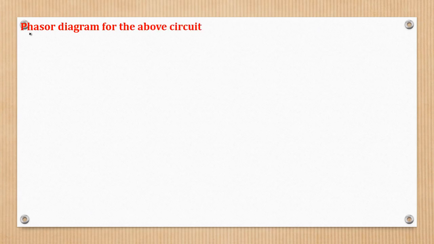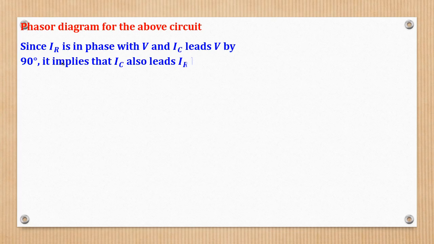So for the phasor diagram, we already know what leads the other. In a capacitor, I think you remember, it is current which leads voltage. Since IR is in phase with V, and IC leads voltage by 90 degrees, it implies that IC also leads IR by 90 degrees. So that means the phasor diagram will be in this form.